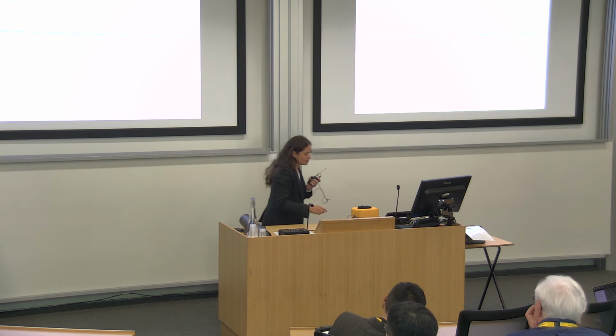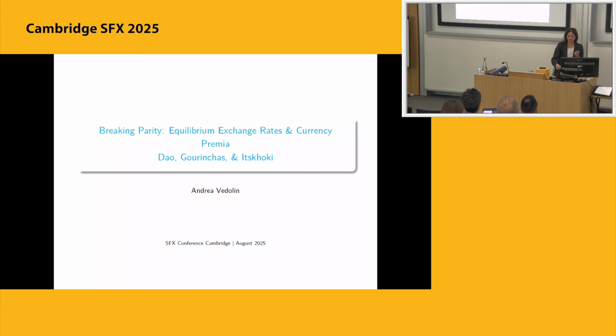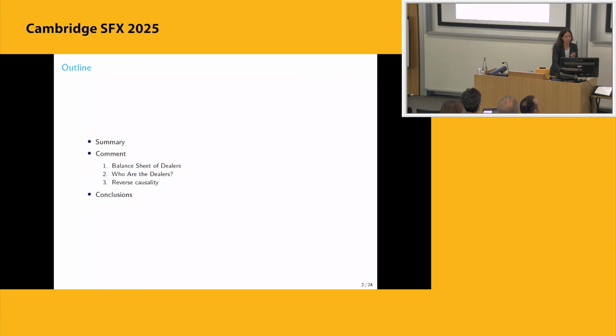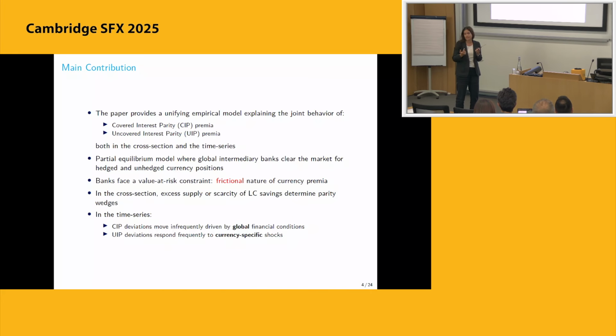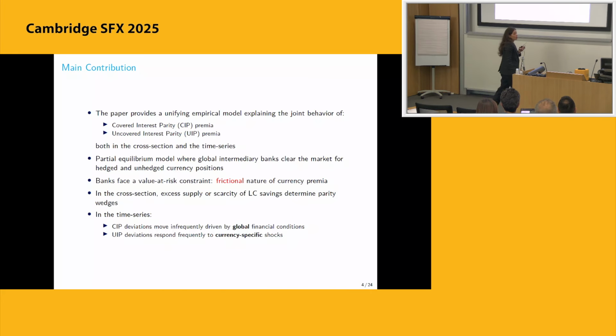Okay, so excellent paper. I don't want to spend too much time summarizing the paper, but what is the paper about? And what's the contribution? So one of the big contributions, I think, is that they jointly explain CIP deviations and UIP deviations at the same time. And I will show you on the next slide why this is a very hard problem, both in the cross-section and in the time series.